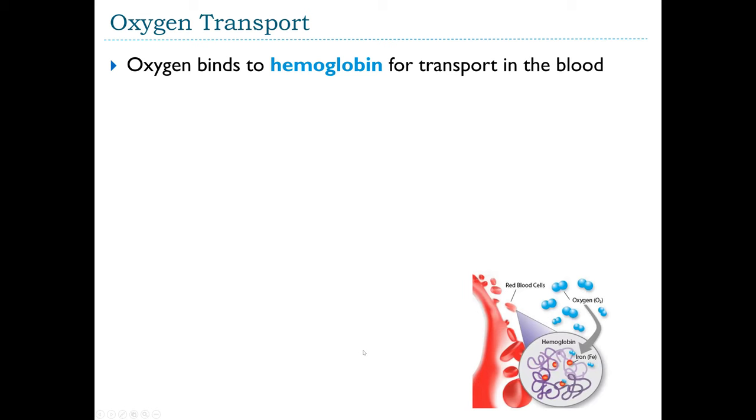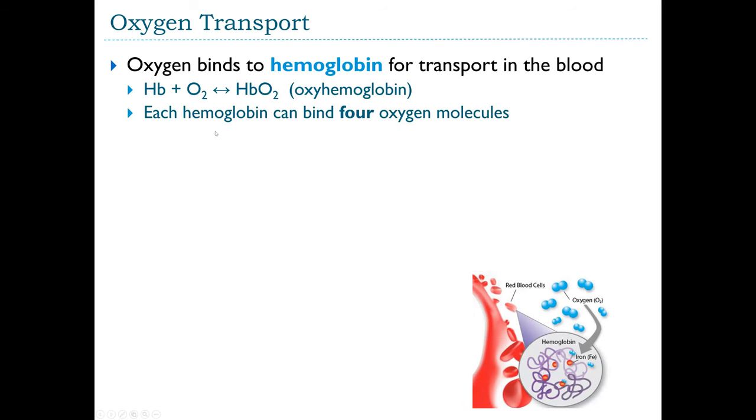So now let's look specifically at oxygen transport. Oxygen binds to hemoglobin inside the red blood cells for transport in the blood. And we talked about the hemoglobin structure in the cardiovascular system. It has four protein subunits. Each subunit has a heme group, and inside each heme group is an iron, and the oxygen molecules are actually attracted to the iron part of the heme group. So when hemoglobin, which is abbreviated Hb, binds to oxygen, this actually forms oxyhemoglobin, or HbO2.